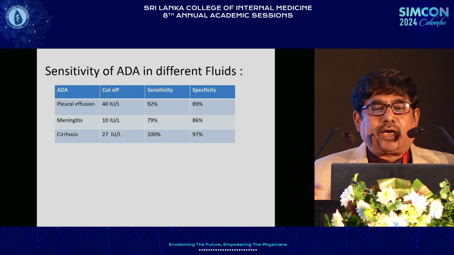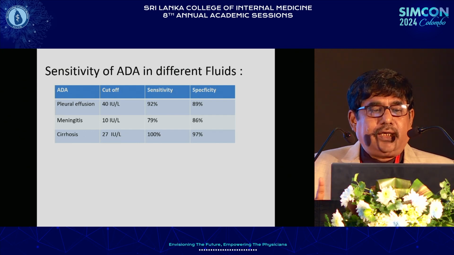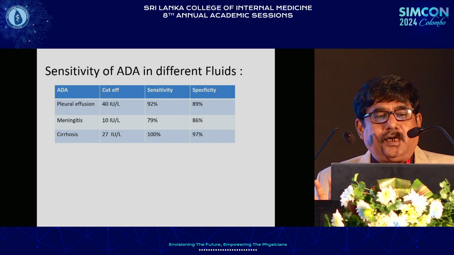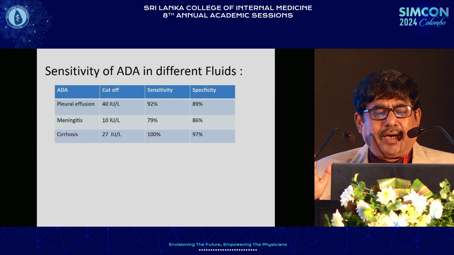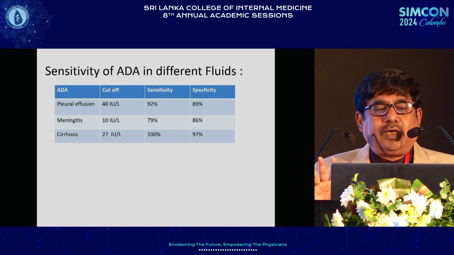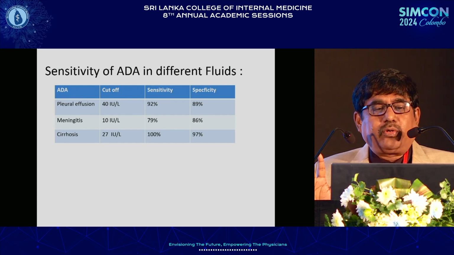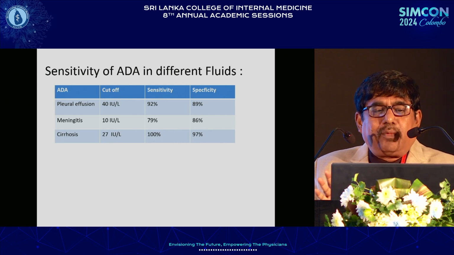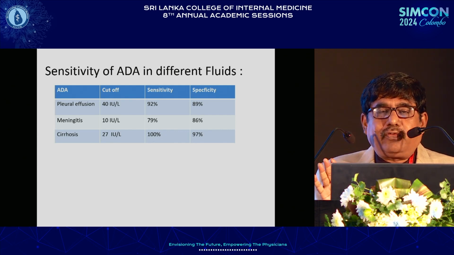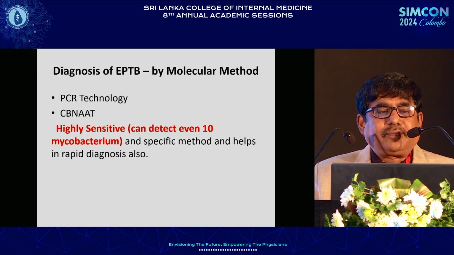These are the cutoff values from different studies in tropical countries. In pleural effusion, it is more than 40. In meningitis, it is more than 9 or 10. And in cirrhosis of the liver with ascites, more than 27. It is highly specific and sensitive, near about 100% suggestive of tuberculosis.